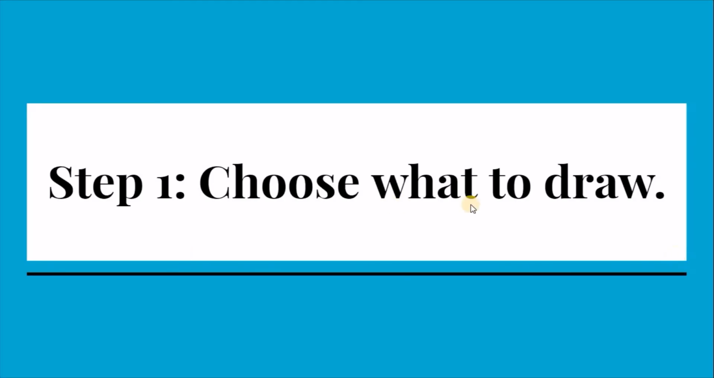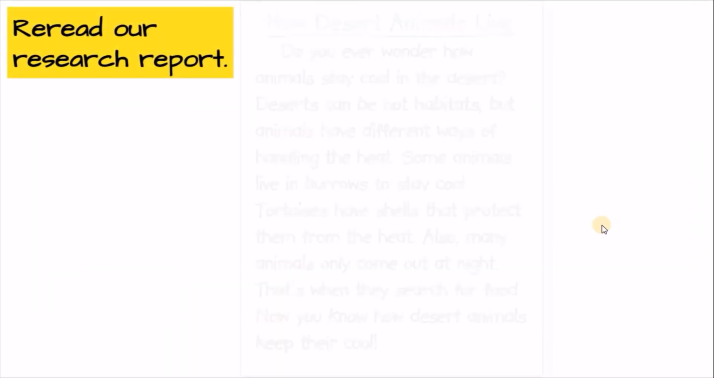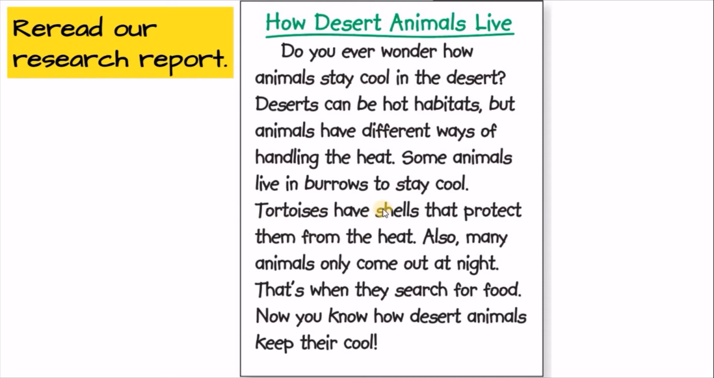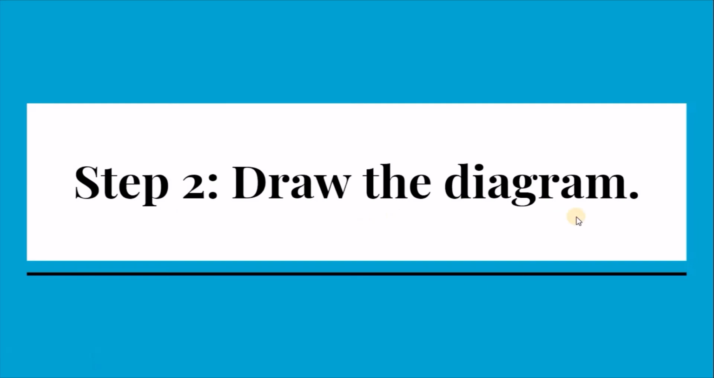And now it's your turn to draw a diagram. So step 1, choose what to draw. And again, we're going to use our research report. And we already talked about tortoises and burrows, so the other part is this part. Also, many animals only come out at night. That's when they search for food. So I'm thinking that you should draw a diagram about an animal that comes out at night to look for food.